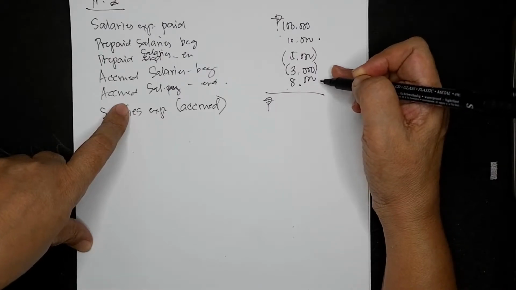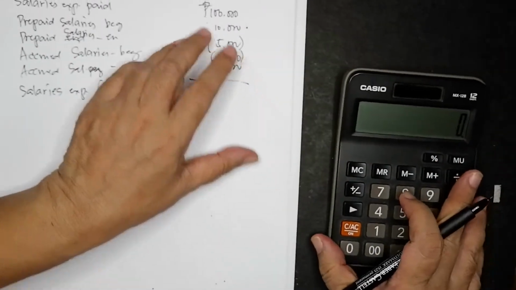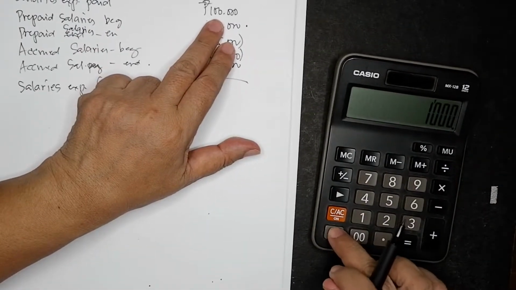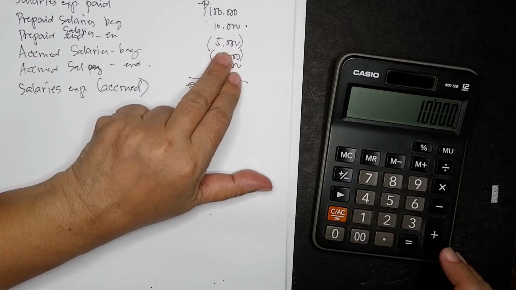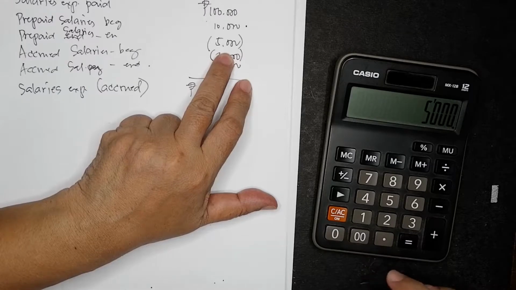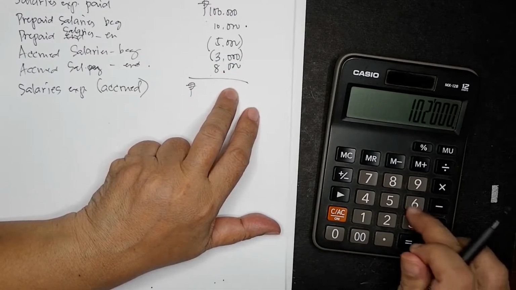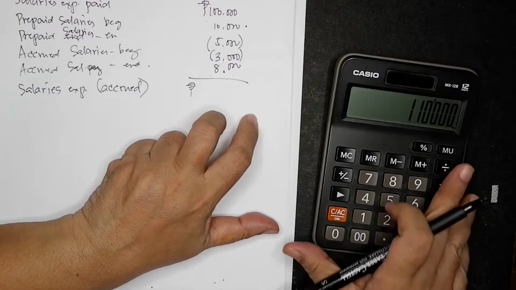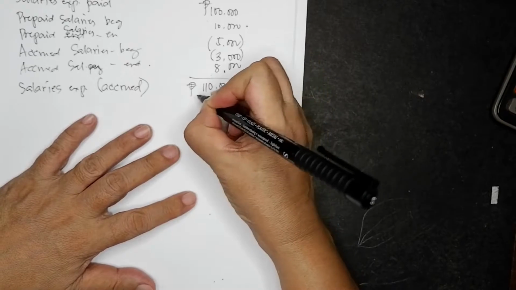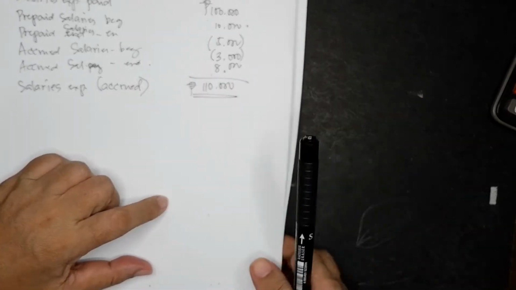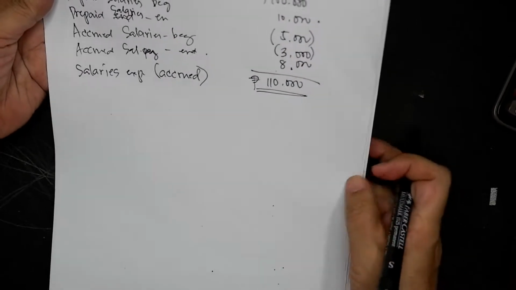And this one, accrued salaries end. Nangyari ba yan ngayon? Yes. So, how much is our salaries expense? That is 100,000 plus 10,000 minus 5,000 minus 3,000 plus 8,000. So, that is 110,000. Our adjusted or correct salaries expense for year 2 is 110,000.